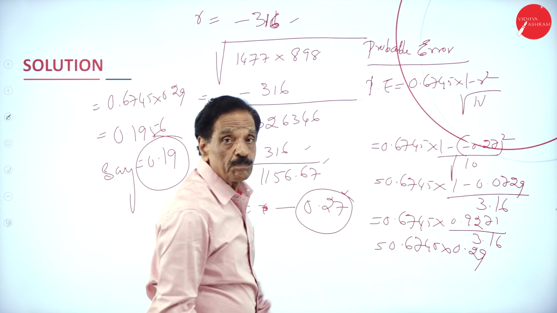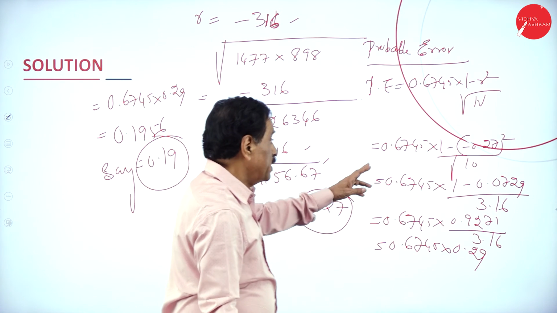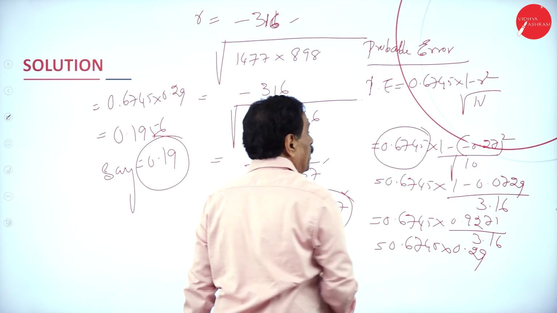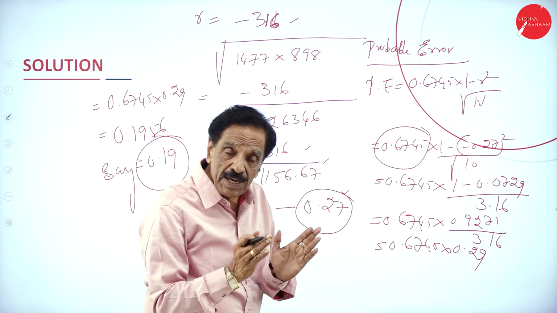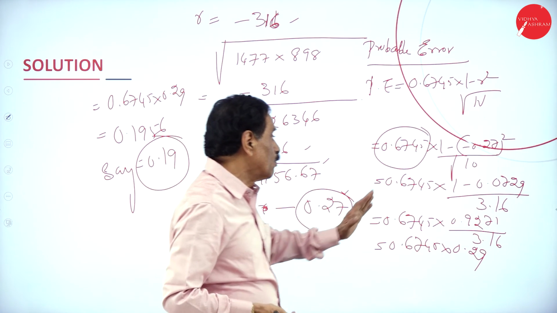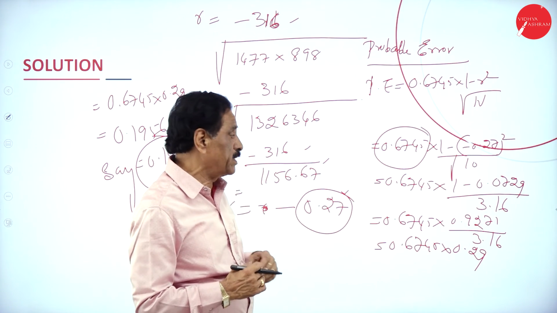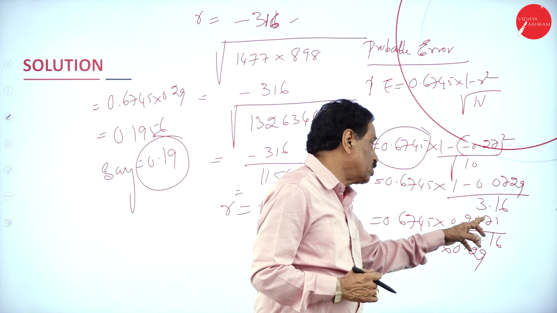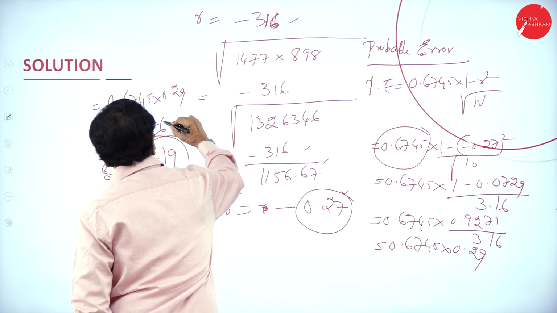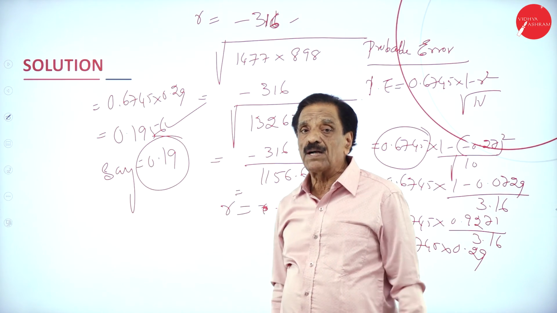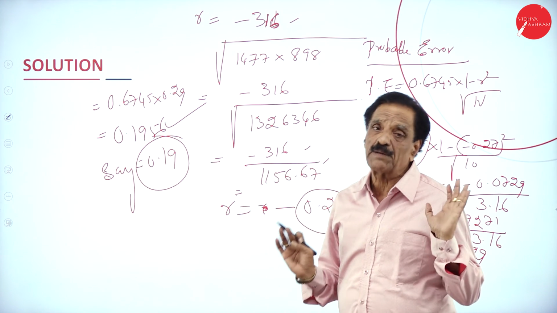So probable error is equal to 0.6745 into 1 minus r square divided by root 10. This is a constant number for all the problems. 0.6745, 1 minus 0.27. Minus is there. When you make the square, it becomes positive. That's all. 1 minus 0.0729 divided by 3.16. You keep this as a constant. 0.6745, 0.9271 by 3.16. If you divide, it is 0.29. Then it will come 0.1956. Say it is 0.19. So the same type of problem we solved in the last class also. Here also it is the same type of problem.